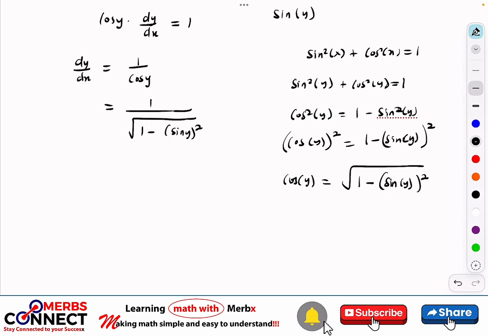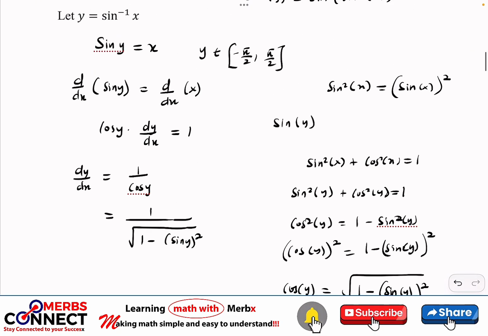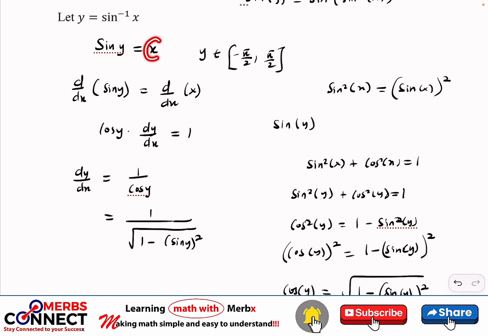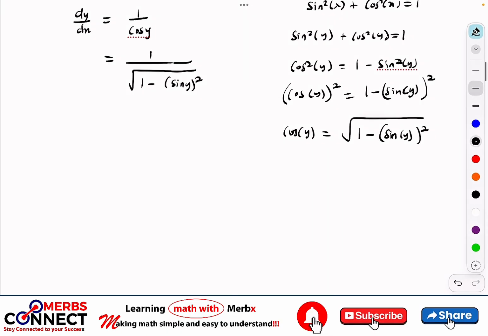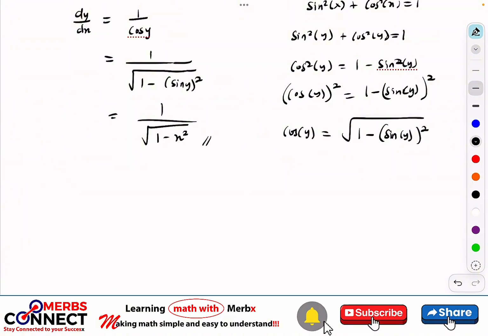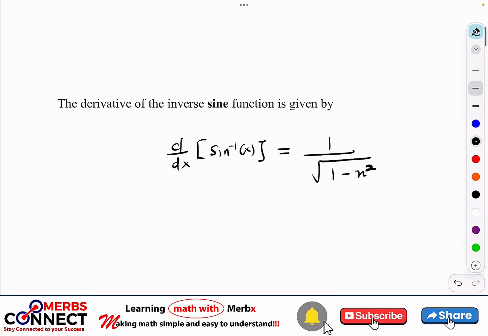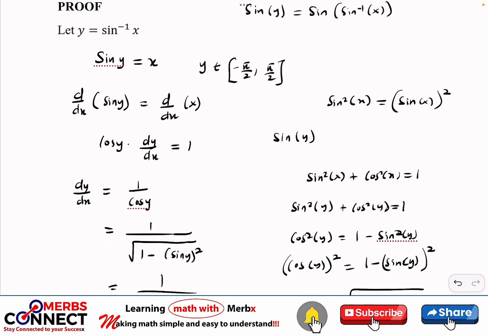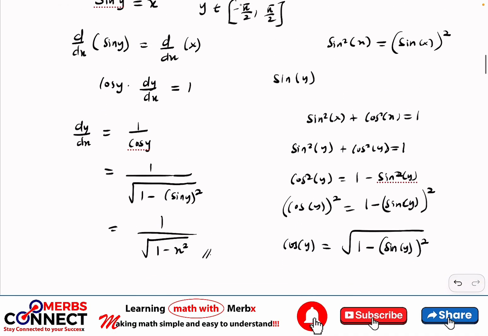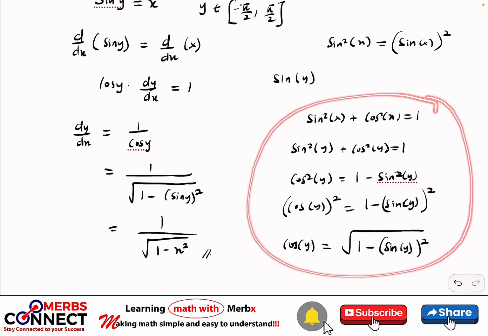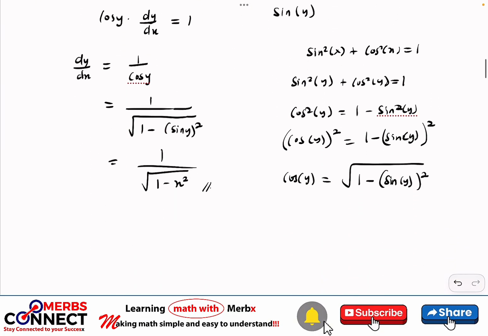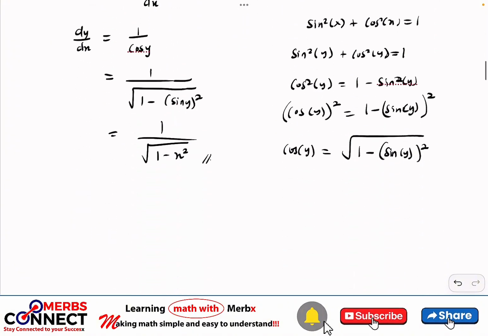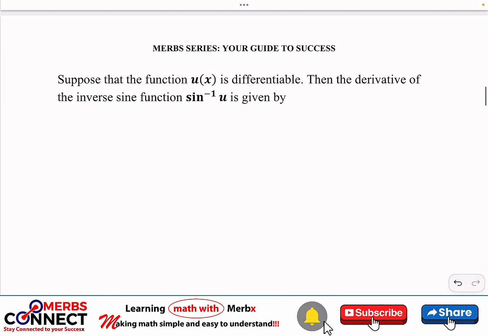But the question is, what is sine y? Let's go back. Okay, sine y is equal to x. So I'm going to replace sine y by x, and we are there. This is 1 minus x squared, as we saw from what we had here. So this is the proof for finding the derivative of sine inverse of x. This theorem, or this identity here, is very powerful. So this is the process. Now let's practice to find some more examples.